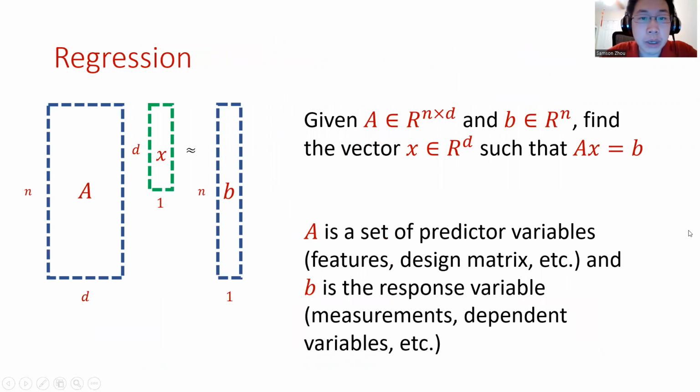So in the regression problem, we're given a matrix A that has dimension n by d, and we're also given a vector b that has dimension n by 1, and we want to find the vector x that has dimension d such that Ax equals b. Here, A is a set of predictor variables. It's also known as a set of feature variables or design matrix. And b is the response variable, for example, measurements or dependent variables.